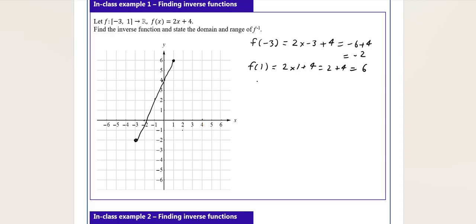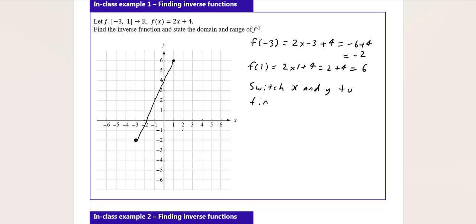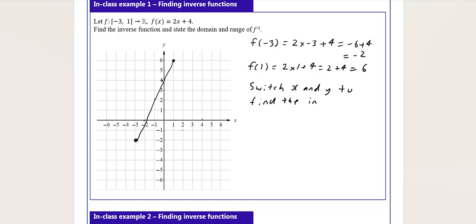So what I'm going to get is that rather than having y equals 2x plus 4, I'm going to switch the x and y values. I'll just switch x and y to find the inverse. And so what I'm going to get is going to be x equals 2y plus 4. This would be my inverse function.